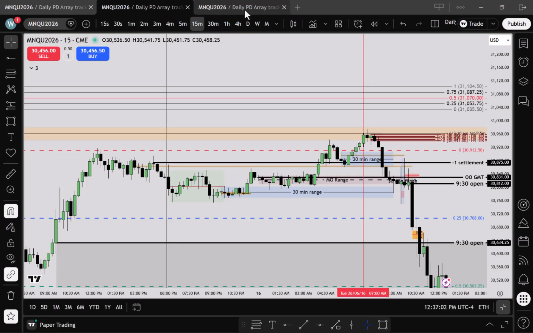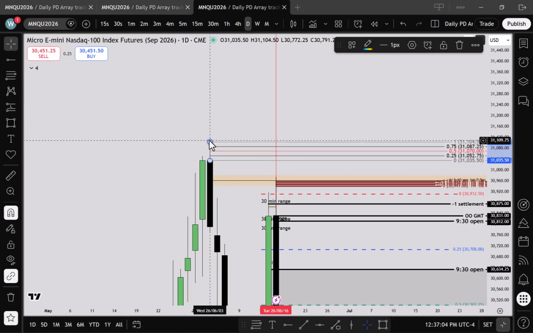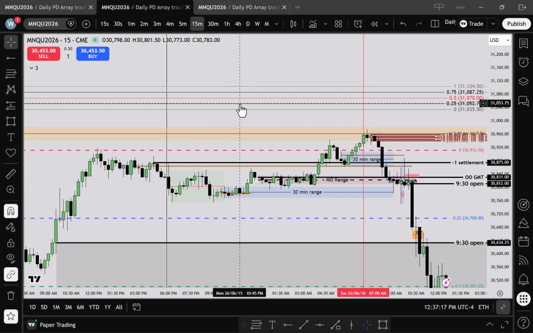If we go to the daily, this right here, I had the quadrants of this wick that were all-time highs. That's what that is. So now let's go back to the 15-minute chart.